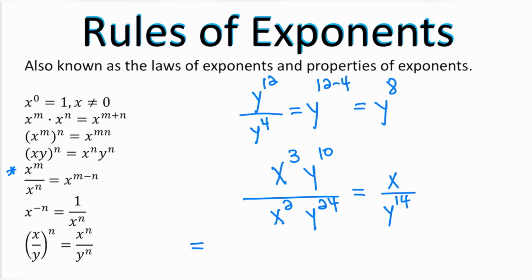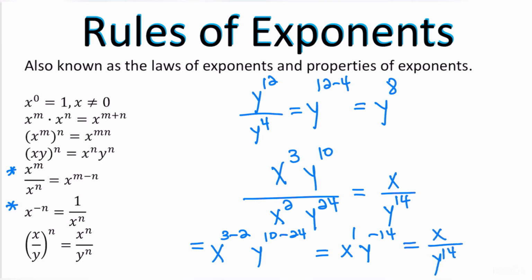So this is going to equal x to the 3 minus 2, and then y to the 10 minus 24. So 3 minus 2 is 1, and then 10 minus 24 is negative 14. And that's going to bring me to the next property, which says that when you have a negative exponent, to get rid of the negative exponent, you have to flip it. You have to do the reciprocal. So right now, in order for me to make that negative 14 positive, I'm going to have to make it not stay at the top, but actually come down to the bottom. And that's how I got to be exactly in the same place as before. So that's my same answer.